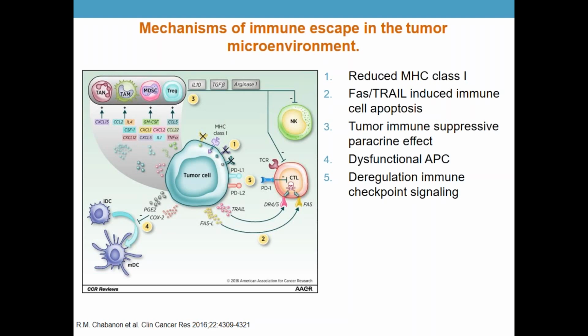Number 4, you can have dysfunctional dendritic cells or antigen-presenting cells. There are a number of secretions of tumor cells, COX-2 and prostaglandin H2, which can interfere with the maturation of these dendritic cells. The tumor cells may not be able to effectively present antigens if they have a screwed up class 1 or class 2 MHC.